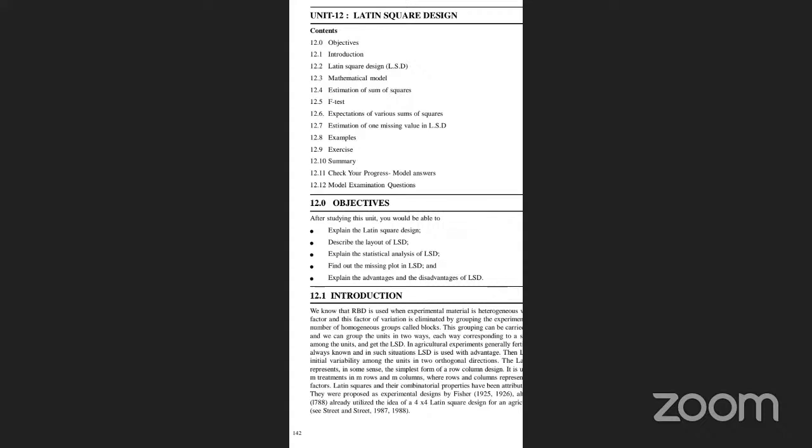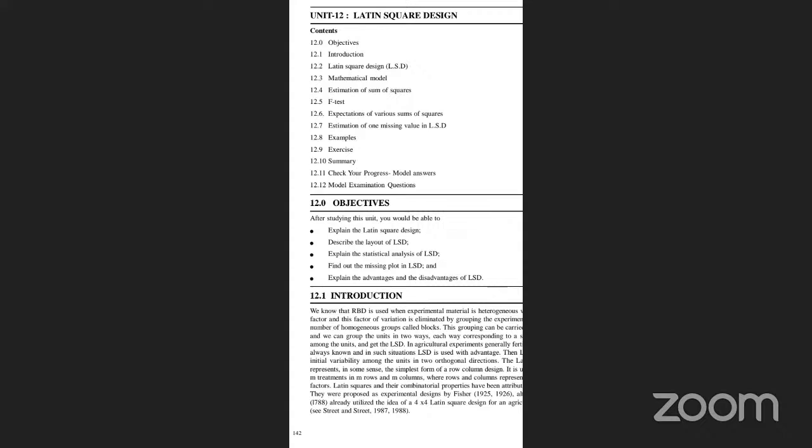Here we know that the randomized block design uses experimental material that is heterogeneous with respect to one factor, by experimental grouping. All the elements we are taking into homogeneous groups, called blocks. The grouping can be carried one step forward among the units, and we can take the Latin square design.